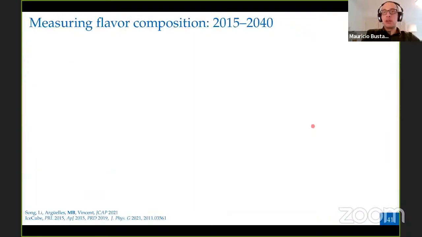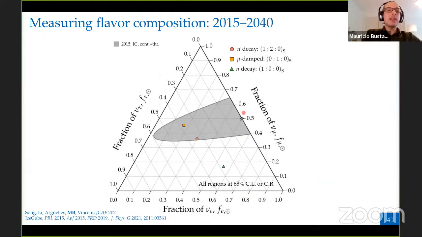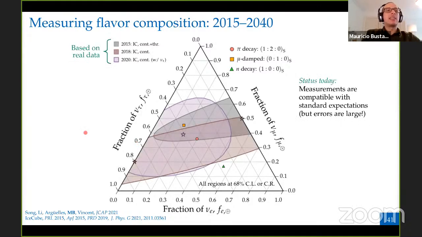So just to close the idea, let's see how the flavor composition sensitivity will evolve in time. We have today, this is what you saw earlier, when we calculate the probability of oscillation using the best fit values of the mixing parameters. This was the first measurement of the flavor composition in 2015. This is in 2018. This is the current one. These three are based on data. You see that they're pretty big, the size of these regions.